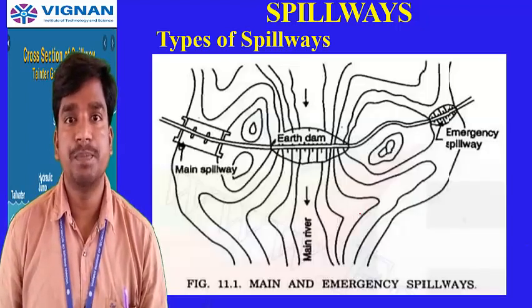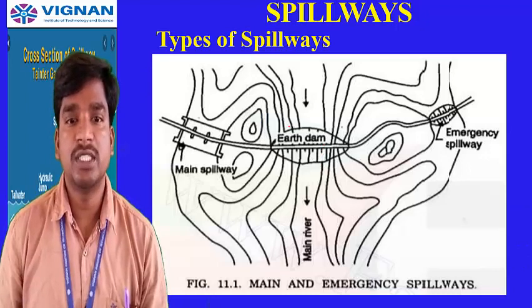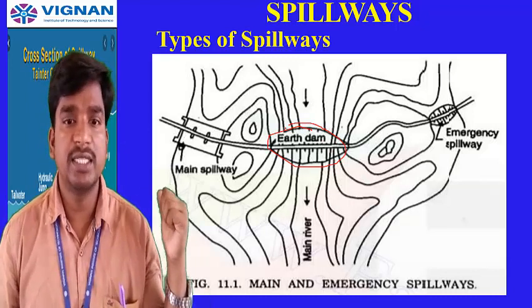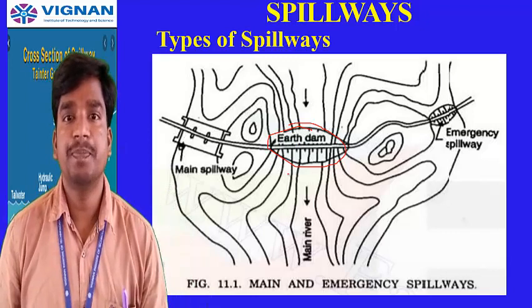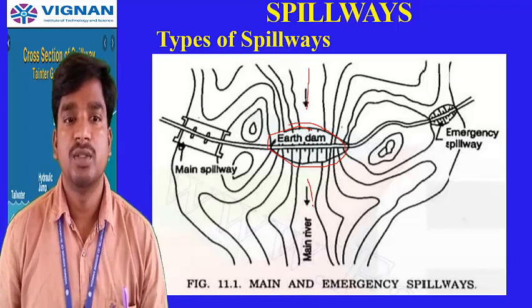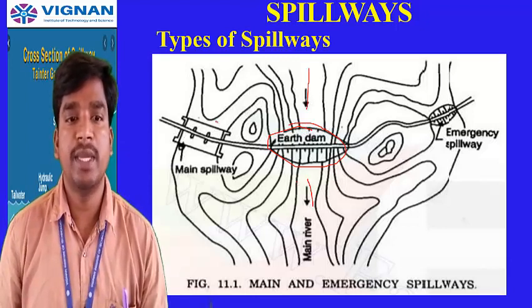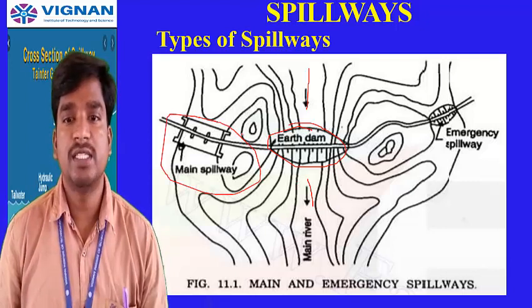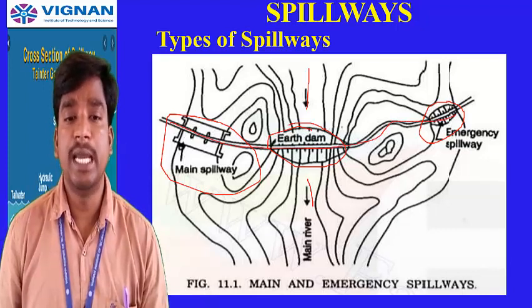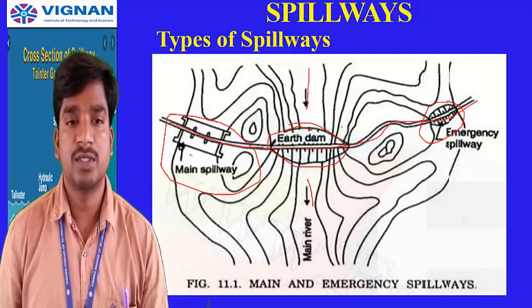Now here you can see the picture. In this picture it is showing that this is the main earth dam. Across this stream the earth dam is constructed. Here on the left side you can see the main spillway, and here you can see the secondary spillway. Along the line of this earth dam, we have constructed the main spillway as well as the emergency spillway.